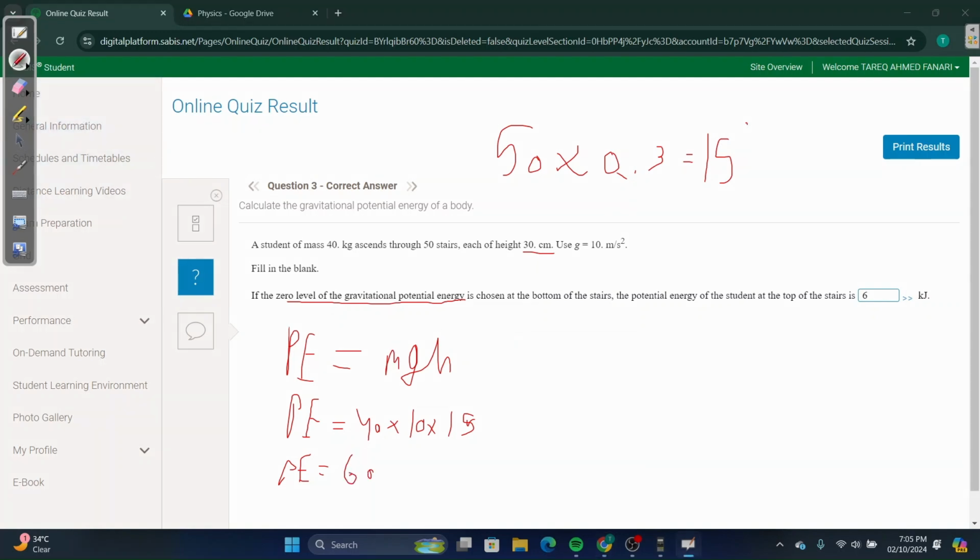Now they want this value in kilojoules though. A kilo is 1,000 of the normal unit, whatever the unit may be, liter, centimeter, whatever. So this is 6,000 over 1,000, which is 6 kilojoules. I don't really have time to explain the unit conversions well, but you should already know this. So it's 6 kilojoules, and that's our answer.